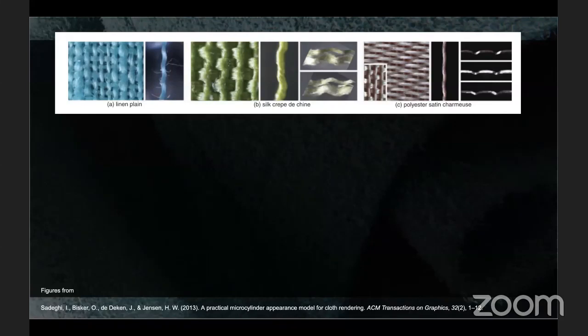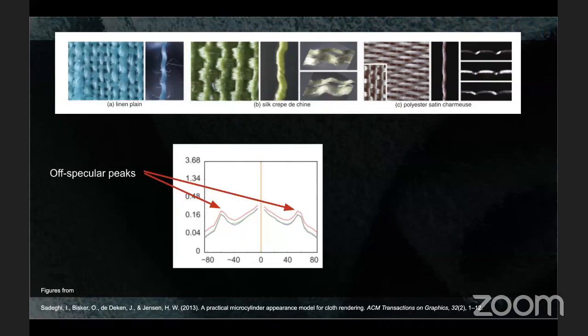What you can also see in these images is that the position of the highlight depends very sensitively on how these yarns are placed relative to each other, and also the shadowing and occlusion effects of each of the yarns against each other. And the fact that the highlight can vary so much depending on where you shine the light can give rise to this split specular highlight or off-specular peaks that I was mentioning for the silk.